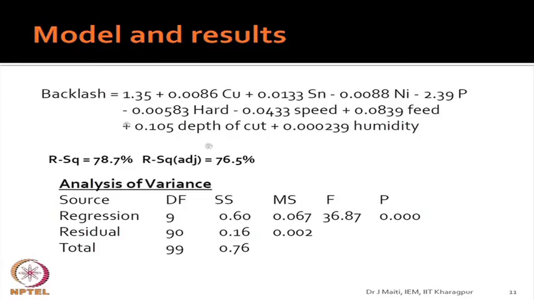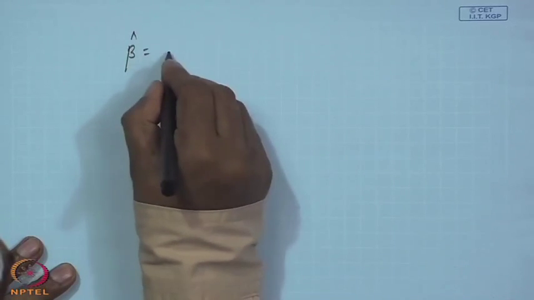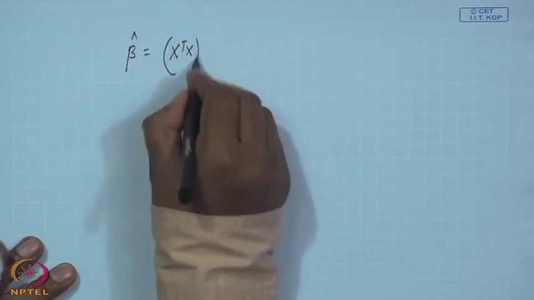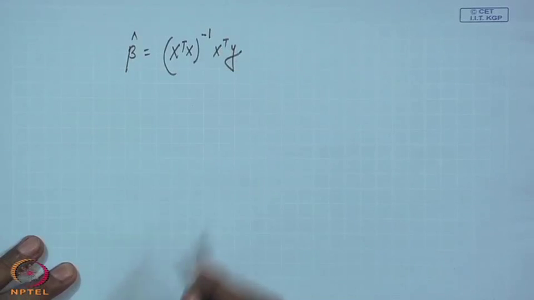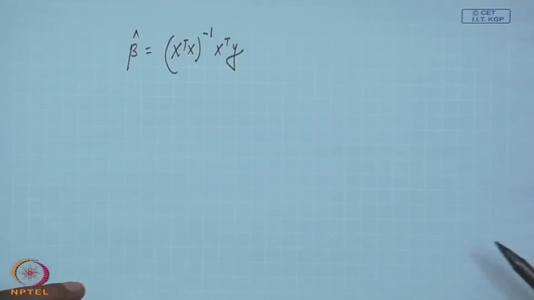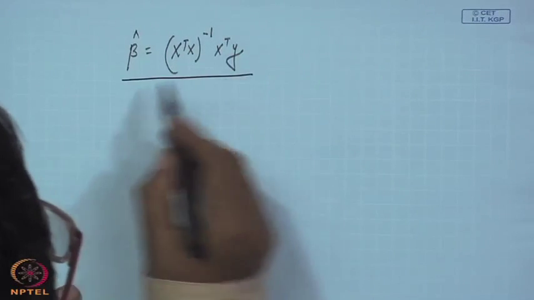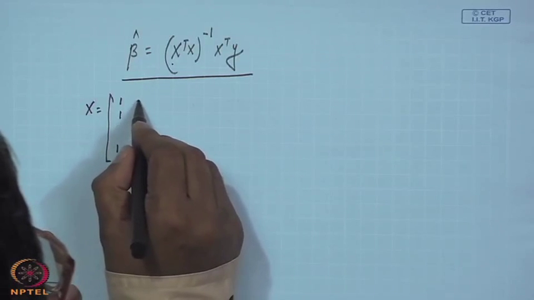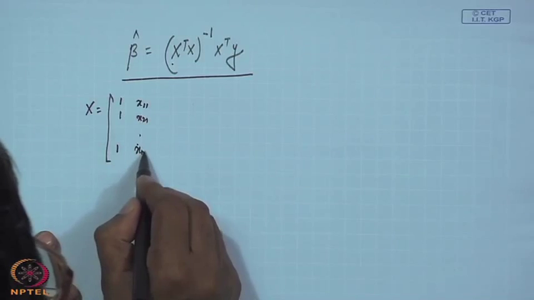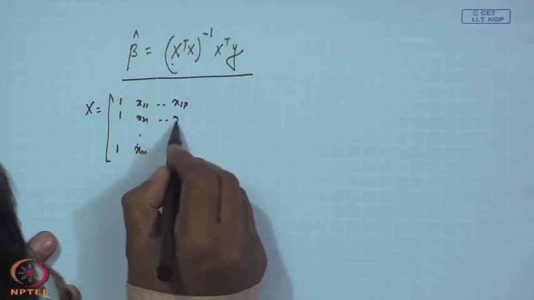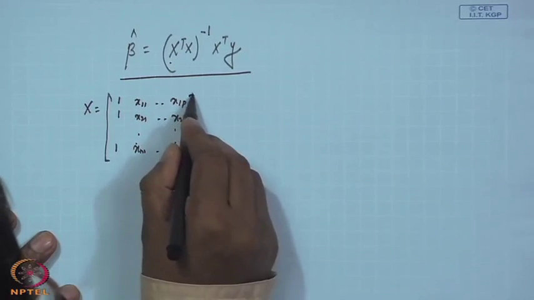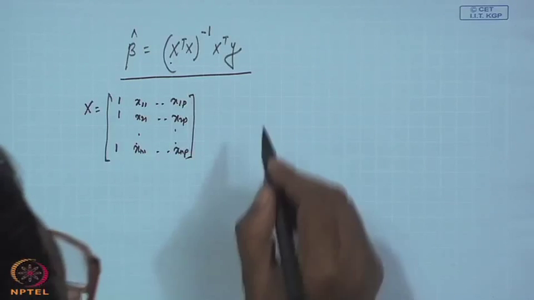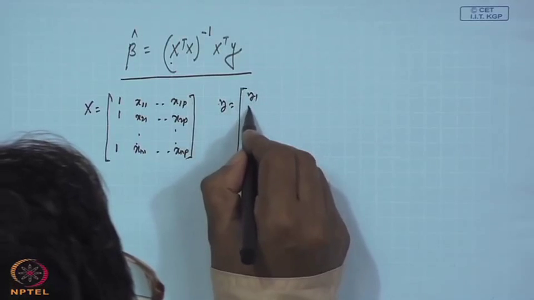Okay. So, this is our regression fit, our regression equation, and I am sure that you can recollect the formula we have used to calculate beta. Beta cap is (X transpose X) inverse X transpose Y. This is the equation we have used, where X is your design matrix: 1, x11, x12 up to x1p, and similarly 1, xn1 up to xnp. And Y is one variable only, so y1, y2 up to yn.